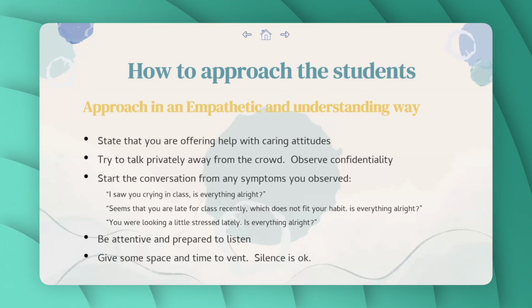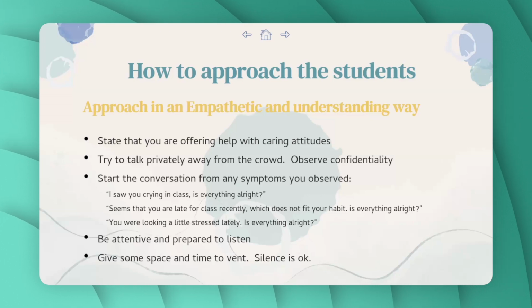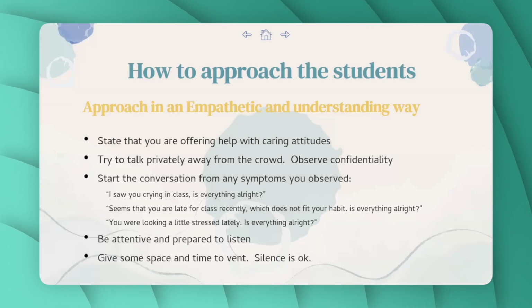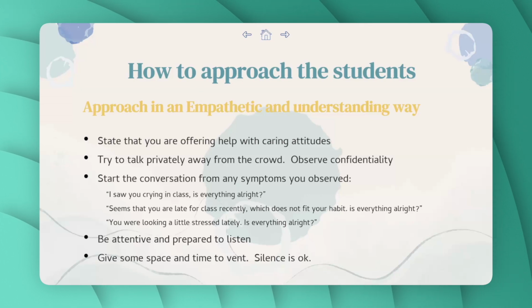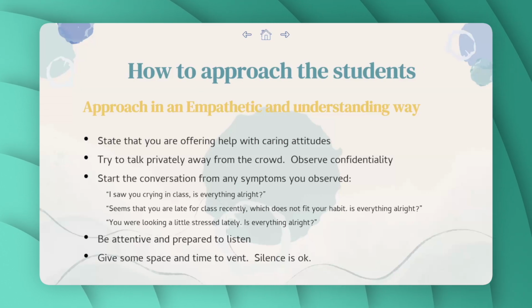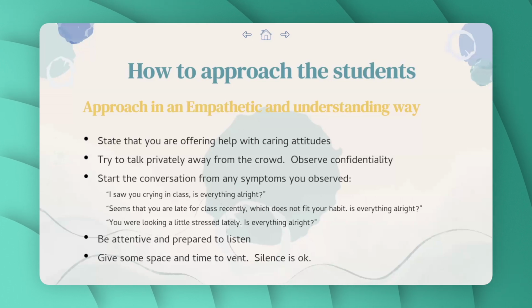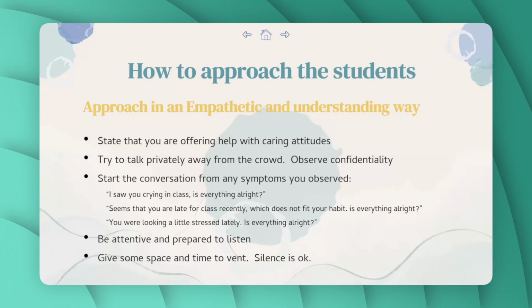So to start with, how to approach the student when they're really intense or really emotional or really disturbed. First of all, make sure that you state your purpose. Okay, you are here to offer help with a caring attitude. Okay, it's probably slightly different when you're having a class, but we do offer help for them, and make sure it's away from the crowd. You don't know what you're going to hear next. So please observe confidentiality. Make sure there is a quiet corner or something, so you can talk privately.